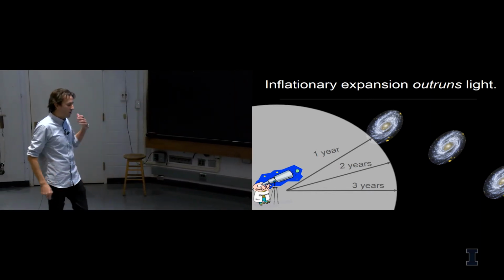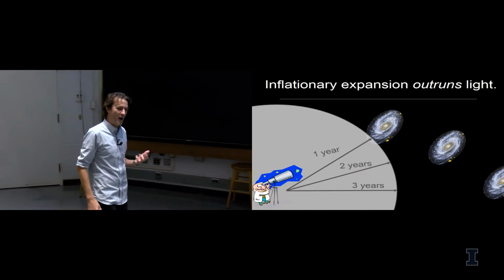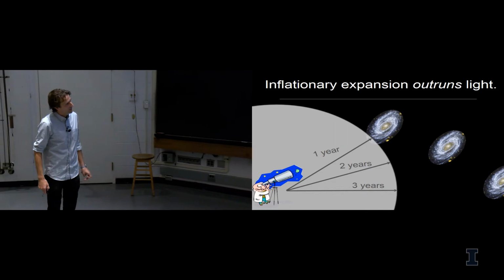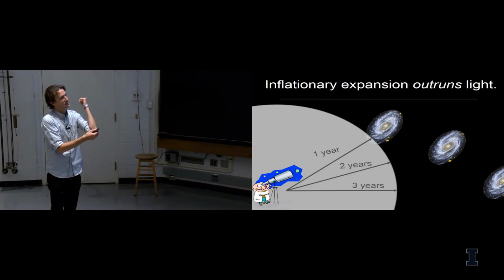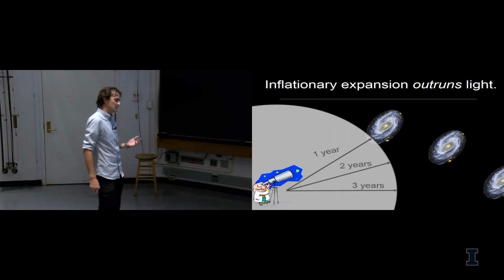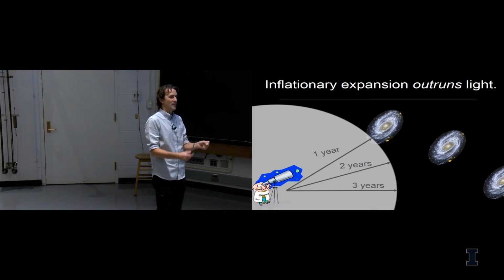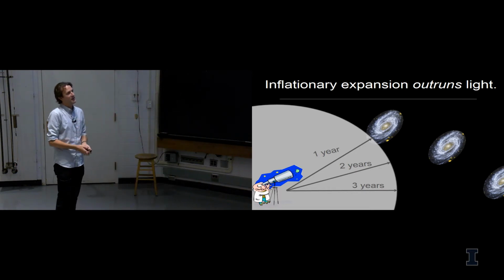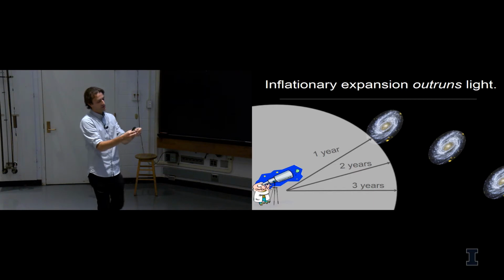And so sometimes you'll hear inflation described as superluminal expansion, but really that's sort of nonsensical. It doesn't make sense to assign expansion a speed, because remember, in Einstein's theory, to compare a speed with someone, you have to compare something at the same point at the same time. And there's no way you can compare.